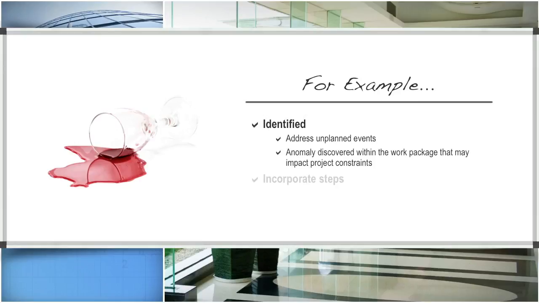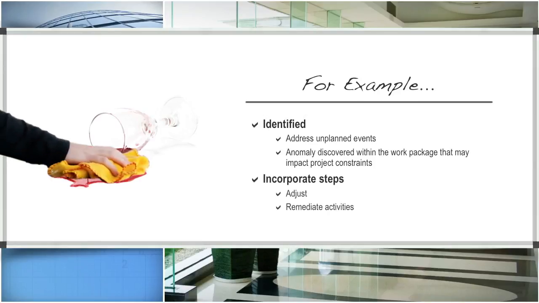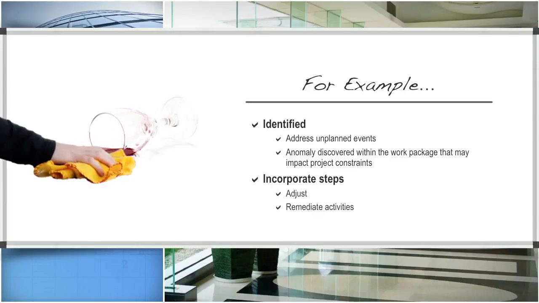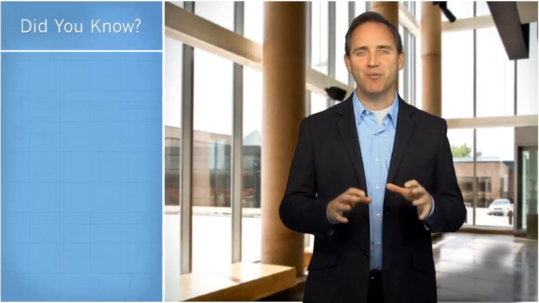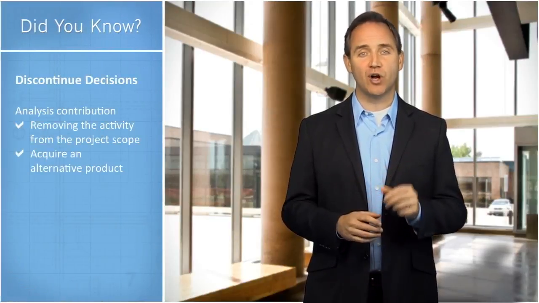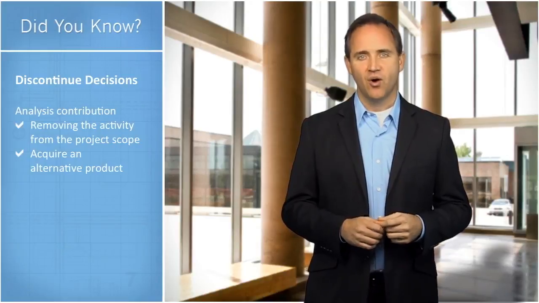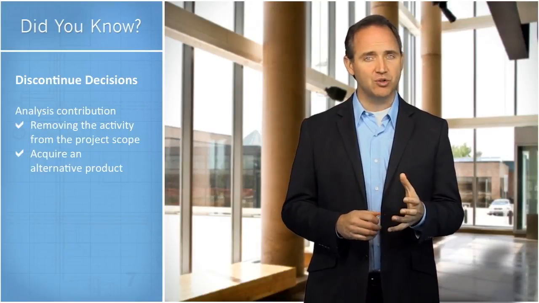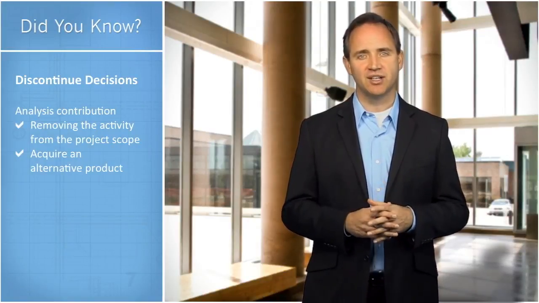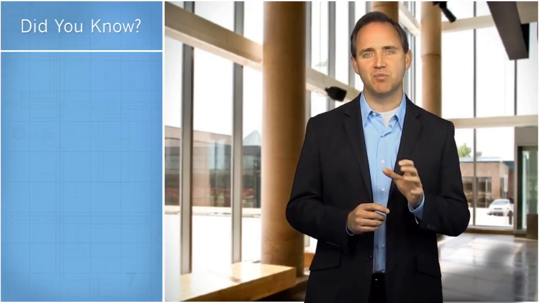Corrective action may incorporate steps to adjust or remediate activities to bring the work package back on track with project deliverables. It may also incorporate decisions to discontinue work on a work package, thereby removing the activity from the overall scope of the project. Or the project manager may choose to acquire an alternative product based upon the alternative's ability to meet the overall project requirements and other project constraints.